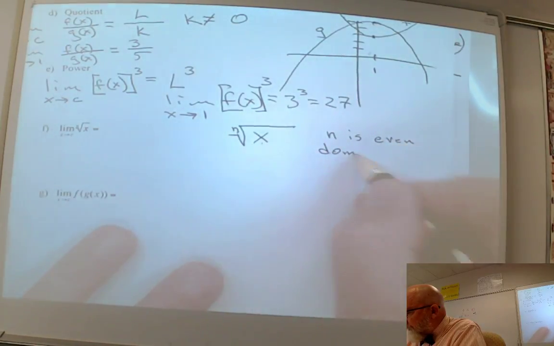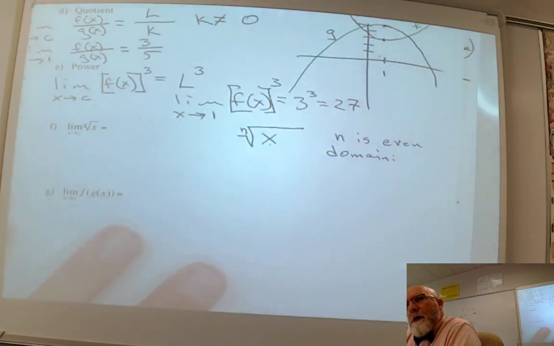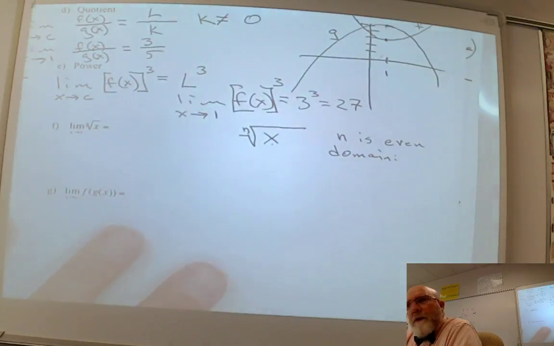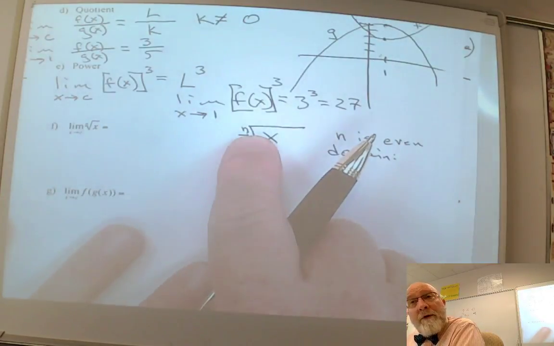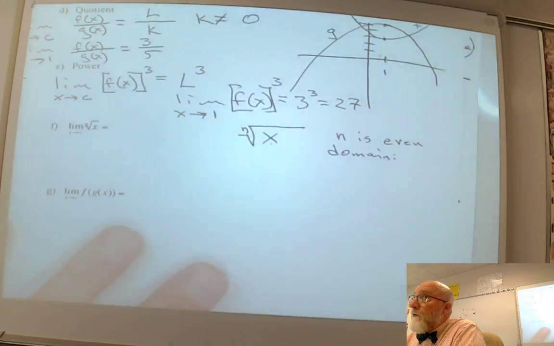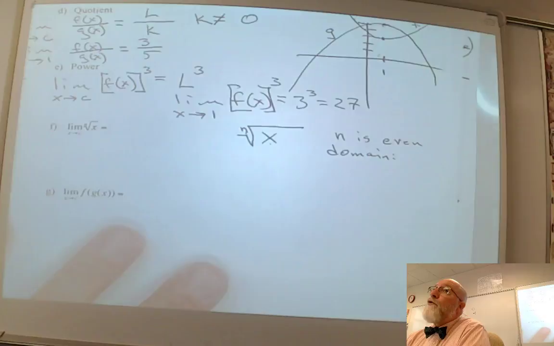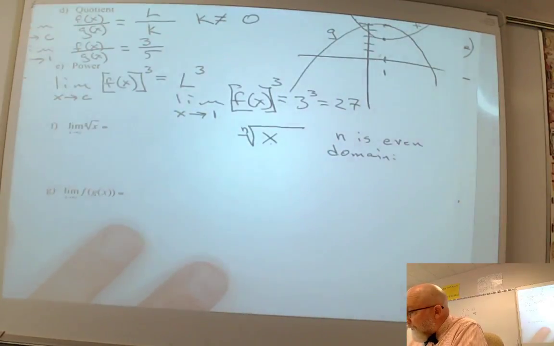My domain, Hunter, has to be what? In other words, if this is even, like the square root, the fourth root, the sixth root, the eighth root, what am I allowed to input? Okay, 0 is neither positive or negative. It is considered a neutral number. Can I put 0 in there? You can, because 0 times 0 is 0, right? So besides just being positive, I have to include 0, right? So it would look like this.